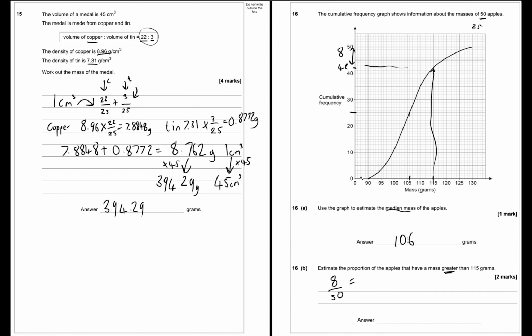We can simplify it if you want to a decimal. So you can do 8 divided by 50, and you're going to get 0.16. And that is our proportion of apples that weigh more than 115 grams.